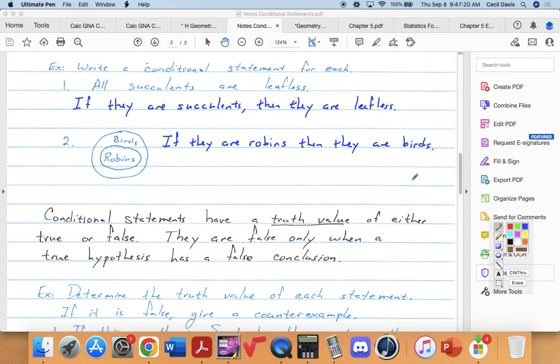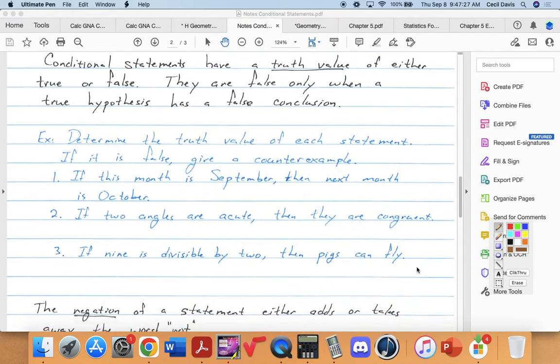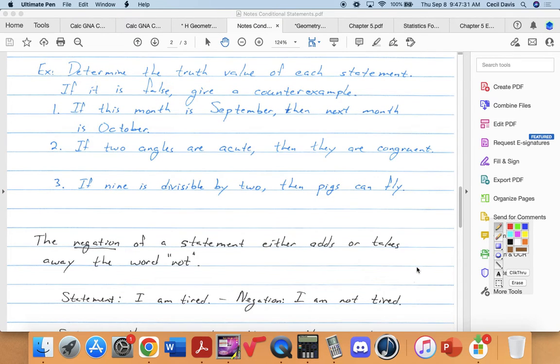Anyway, so here, let's determine the truth value of each of these sentences. Remember, if it's false, we just need one counterexample: one case where the hypothesis is fulfilled, but the conclusion is not. So, if this month is September, then next month is October. True or false? That's true.